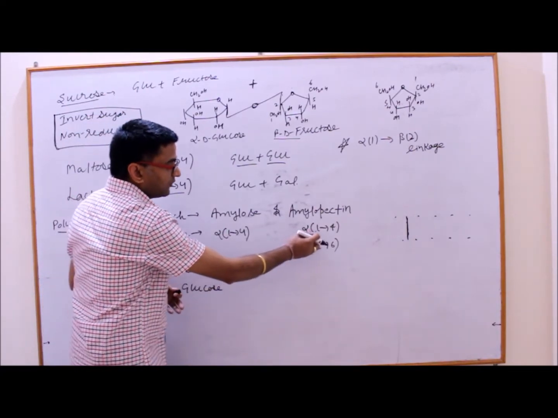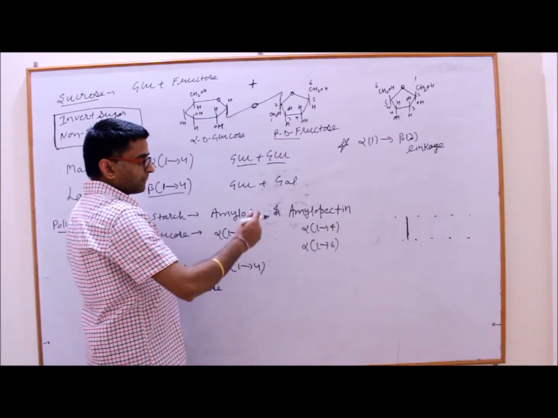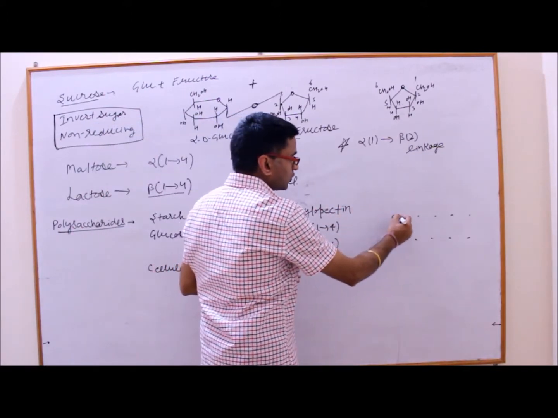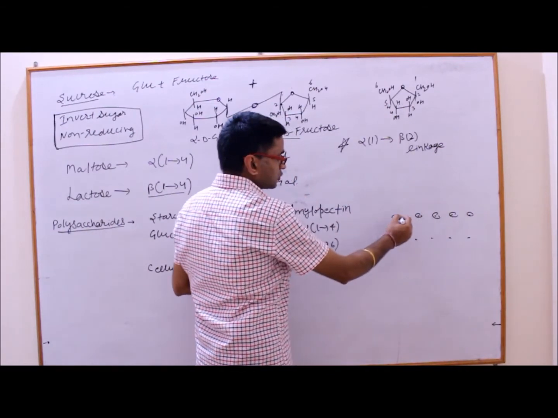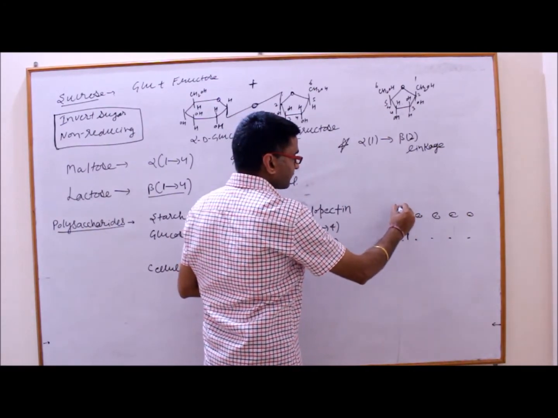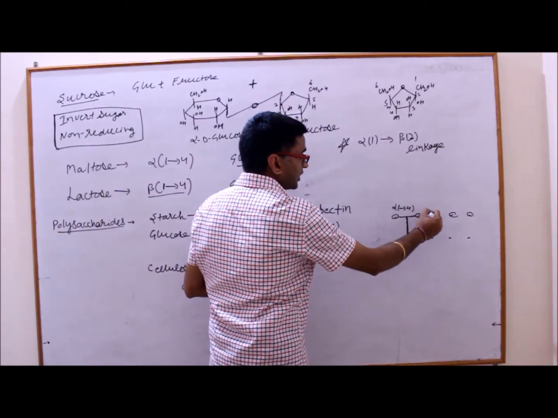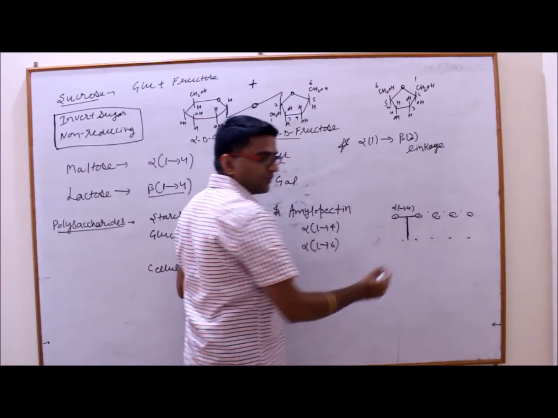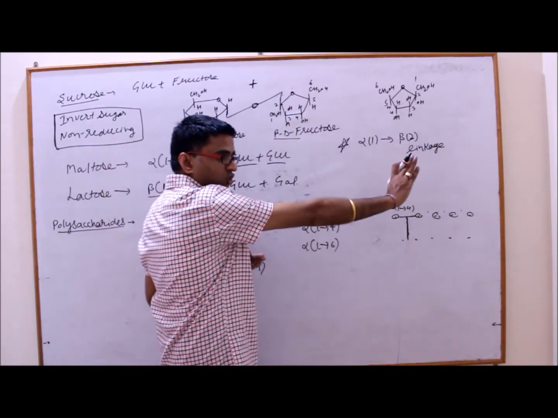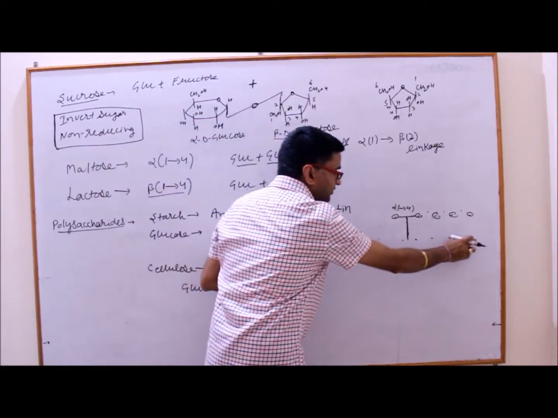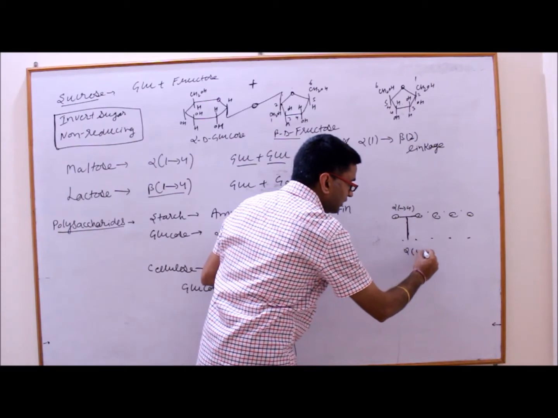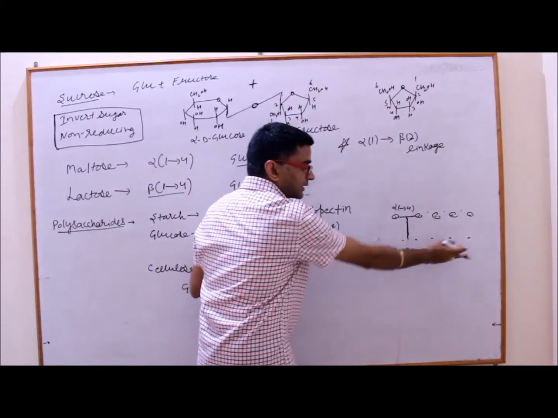When alpha 1 to 4 linkage is formed, a chain is formed, like one glucose molecule, another glucose, another glucose, another glucose. In this case we have alpha 1 to 4 linkage, alpha 1 to 4, alpha 1 to 4. This is one linear chain. Now there is another linear chain of the same alpha 1 to 4 linkage. This is another linear chain.